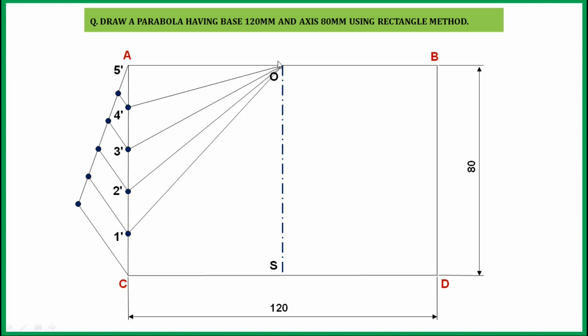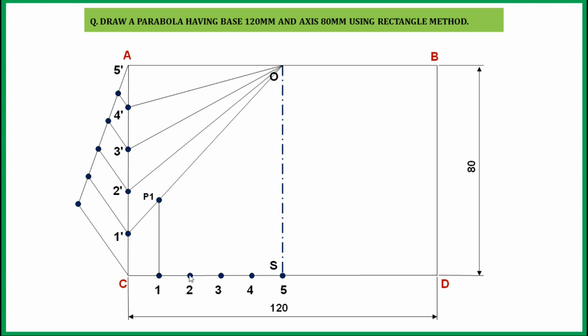Now, similar to the ellipse, divide this CS line into the same number of parts, that is 5. Now I have divided this CS line into 5 equal parts. So now we need to draw vertical lines from each and every point till they intersect the corresponding lines here. That means we draw one vertical line from 1 till it intersects 1 dash O. This would be your first point of the parabola.